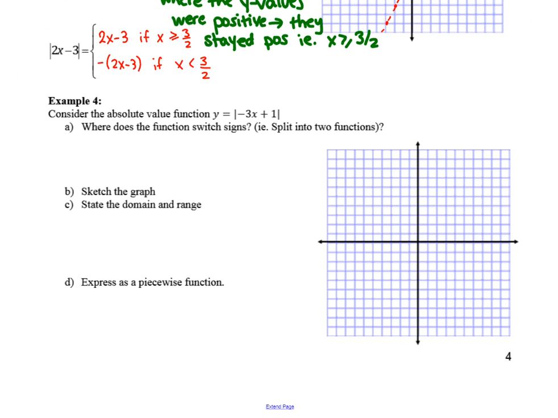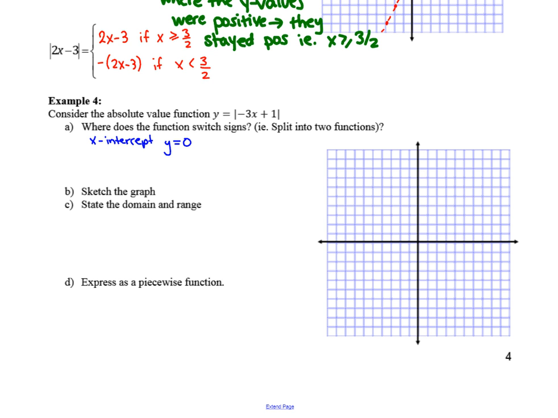Okay, one more example, and then you're going to try one on your own, and then we're done. Consider the absolute value function negative 3x plus 1. Where does the function switch signs? So where do the y values move from positive to negative? At the x-intercept, right? The x-intercept is when y is 0. So that's going to be the turning point, or the vertex of the graph.